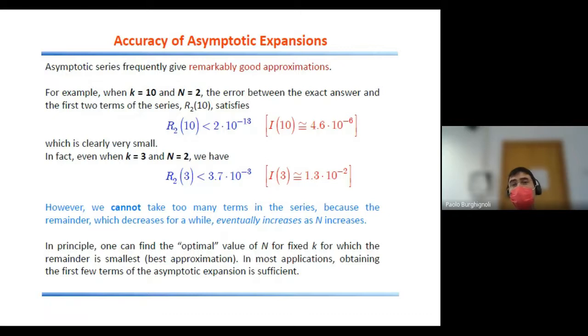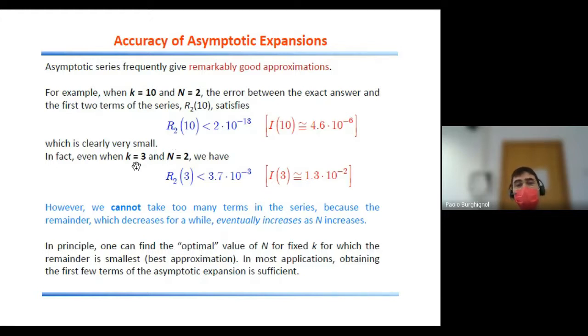So by using just 2 terms in the asymptotic expansion, you are getting an answer which is accurate to 7 digits of precision, which is something huge if you try to obtain that with alternative approaches, say numerical approaches, for instance. 7 digits is something that typically cannot be achieved by using standard numerical methods unless you are very lucky, okay?